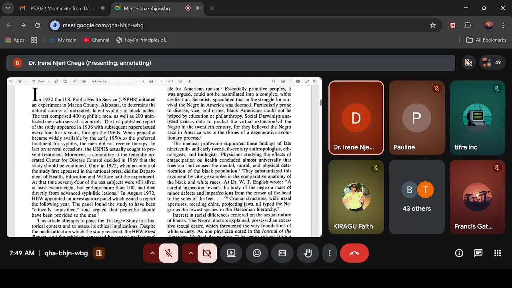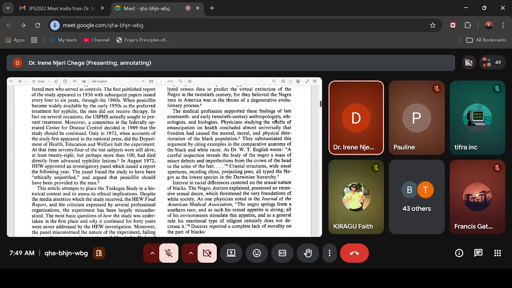So already here, the principle of objectivity is already lost. They argued that these Black people were already degenerative. They had a specific type of behavior. So they decided to study this disease in them, already having an idea. Physicians studying the effects of emancipation on health concluded almost universally that freedom had caused the mental, moral, and physical deterioration of the Black population. They substantiated this argument by citing examples in the comparative anatomy of Black and white races.